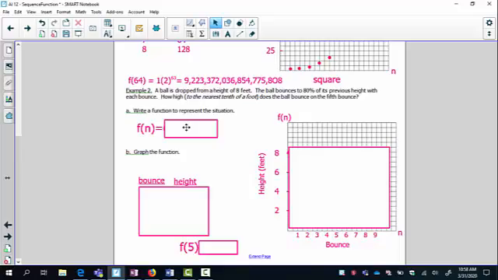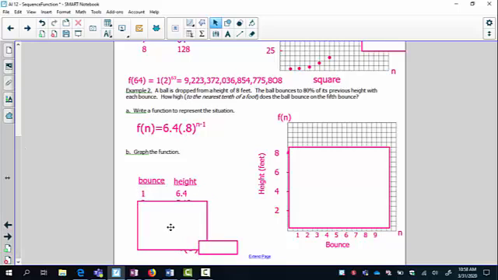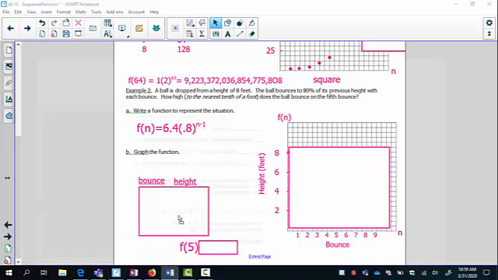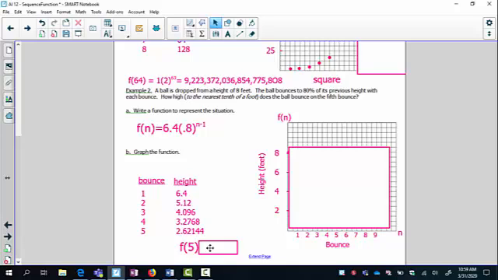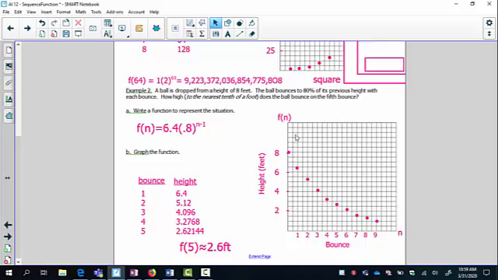Alrighty, I got f of n equals 6.4 times 0.8 to the n minus 1, because this should be a 0.8, sorry about that. I use t sub 1 at 6.4, which is 80% of the 8 feet. Here's my bounce. The first bounce is 6.4, second bounce 5.12, third bounce, fourth bounce, fifth bounce. The fifth bounce is 2.62144, so that's approximately 2.6 feet. And if I were to graph this, notice I have my labels, and I can just show that graph here.